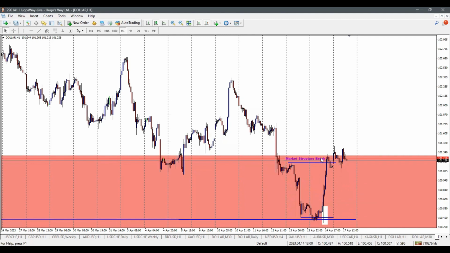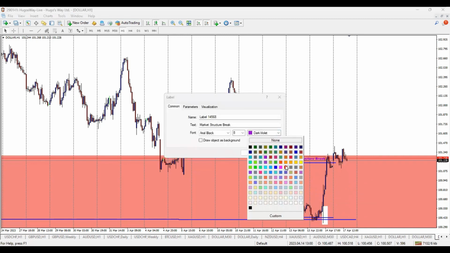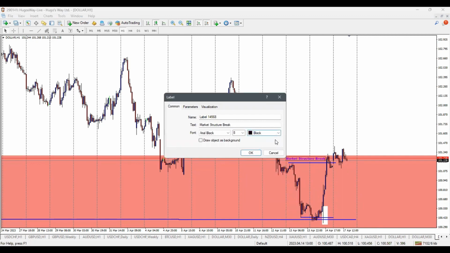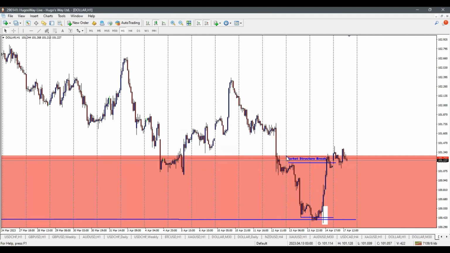So I'm going to take this off. I think this purple is not that great visible-wise, so I'm going to change this to black. Or in fact, let's just use blue because I think that will shine a bit better. Here we go. Yep. So we have a break of market structure, specifically of bearish market structure. Now, what do I mean by that?